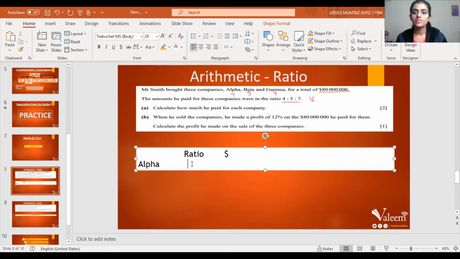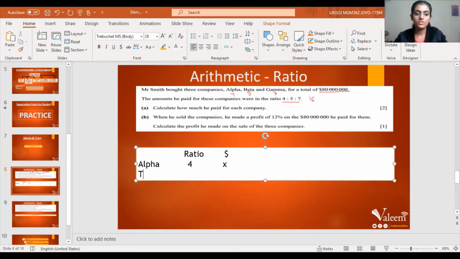What's the ratio of alpha? The ratio of alpha we have is 4. But do we have the dollar amount for alpha? No, we don't. So instead of that, we will write x. You know, we always write the unknown as x, right?